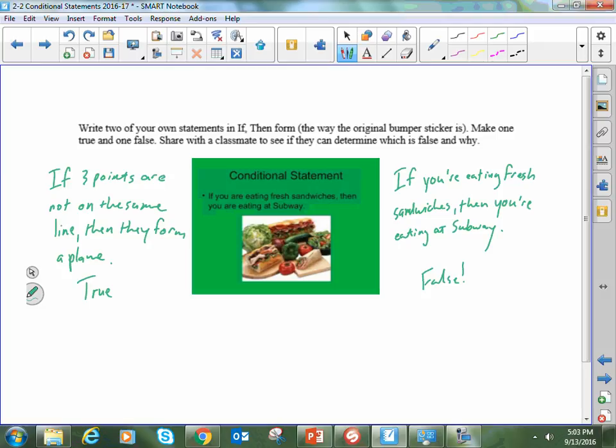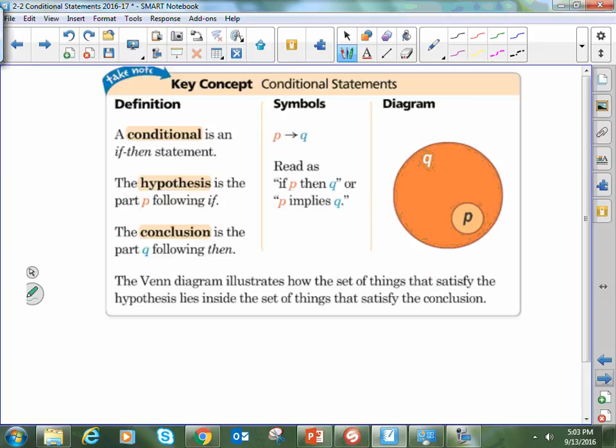So moving on, here's a definition of what a conditional statement is. First of all, the conditional statement has to come in an if-then format. Now, it has two parts to it. The part that comes after the word if is called the hypothesis. And the part that follows the word then is called the conclusion.